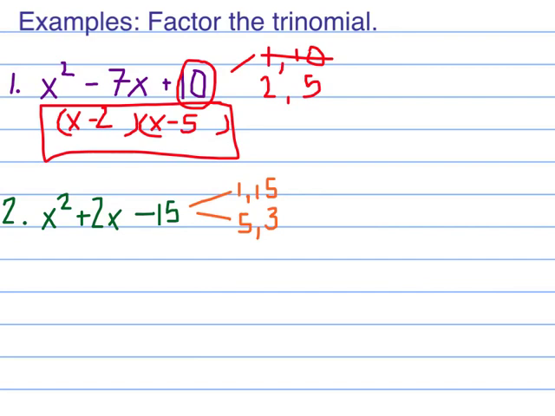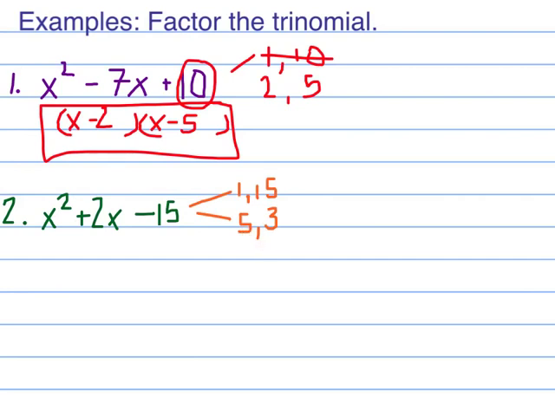So if I have negative 15, because my last term is negative, the two signs have to be opposite. So since they're opposite signs, let's look at the b term. My b term is positive, so the 5 is the one that's going to be positive. The other one has to be negative.